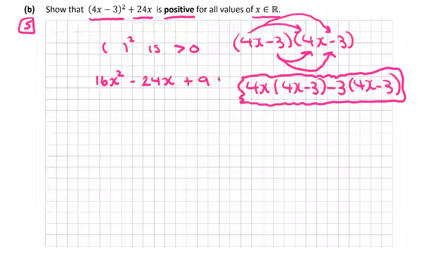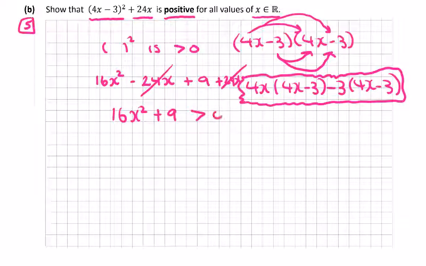So we also have to add in the 24x. Don't get distracted, like me during an exam. 24x and minus 24x cancel, and we're left with 16x squared. There's our squared part, plus 9. Is this greater than 0?